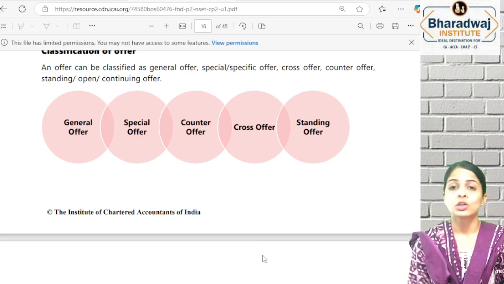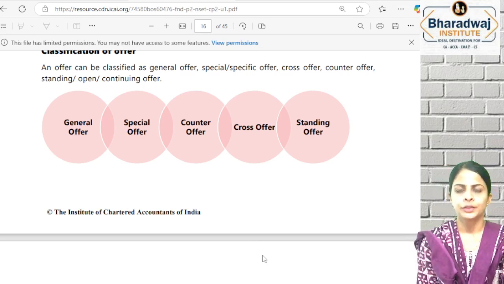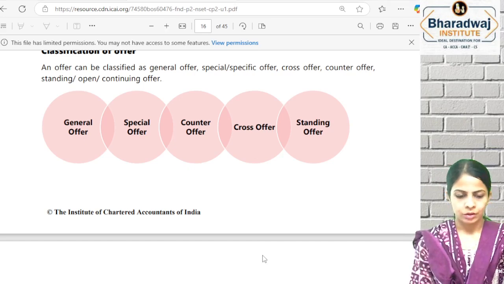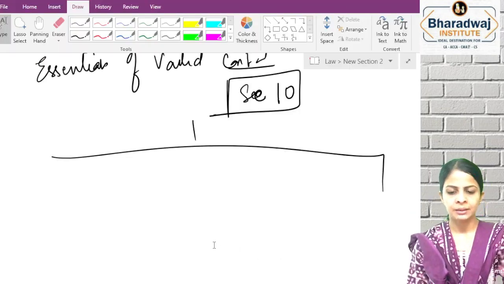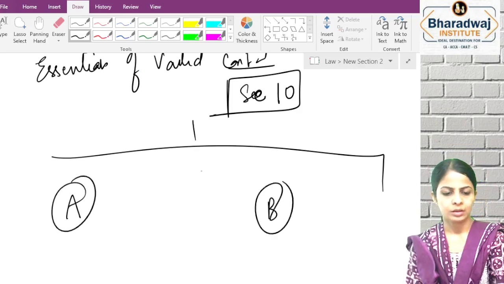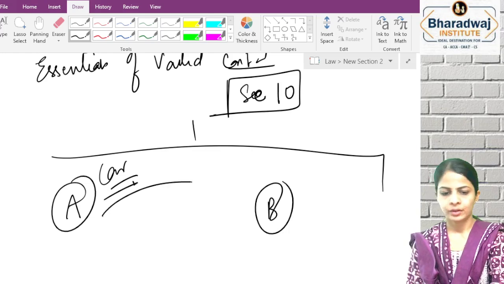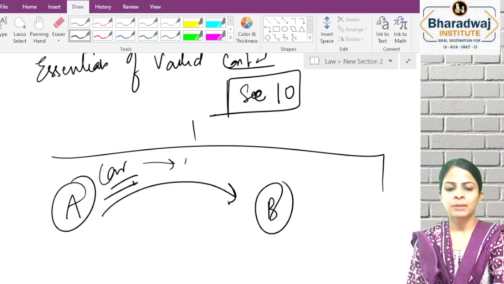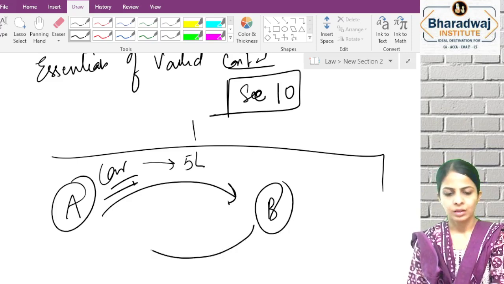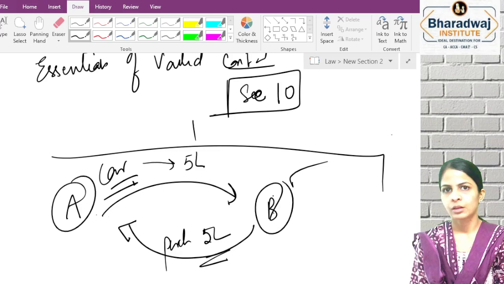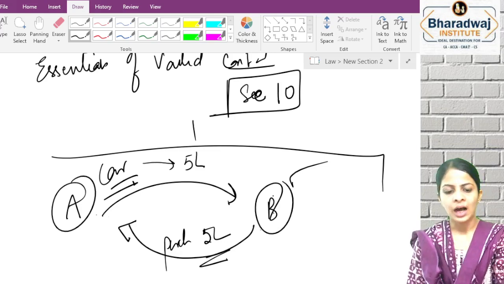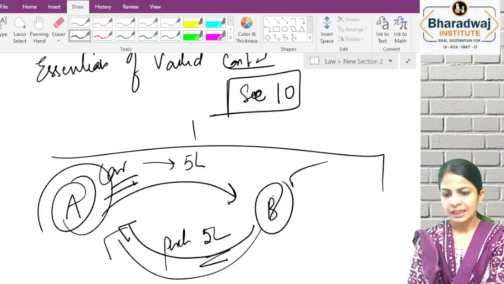Third one, cross offer. Cross offer is when there are two people, A and B. A is owning a car. A offers B that I want to sell my car for 5 lakhs. B tells I want to purchase your car for 5 lakhs. Does this cross offer mean acceptance by B? No. After B makes an offer of 5 lakhs, A can rethink.